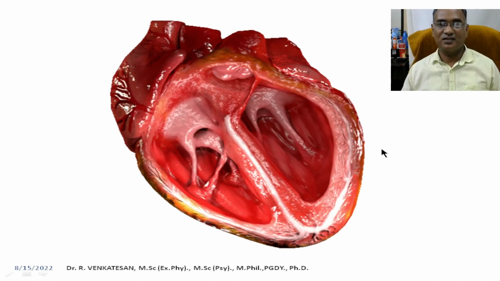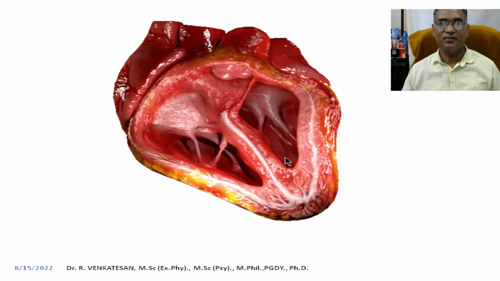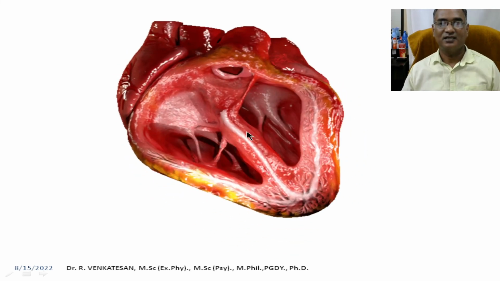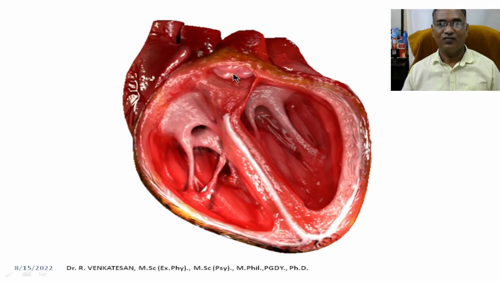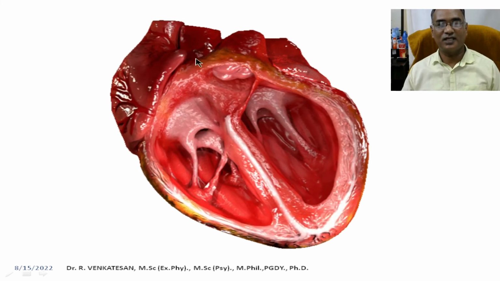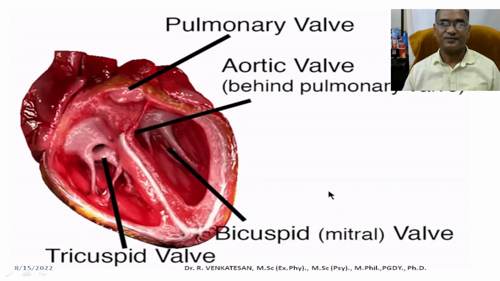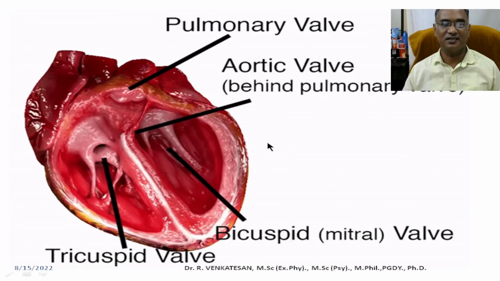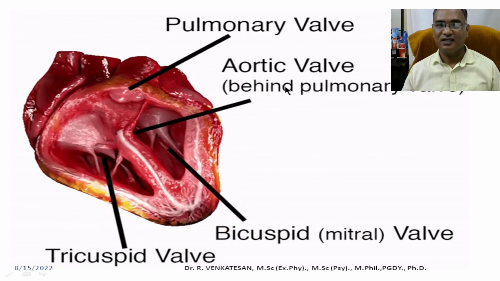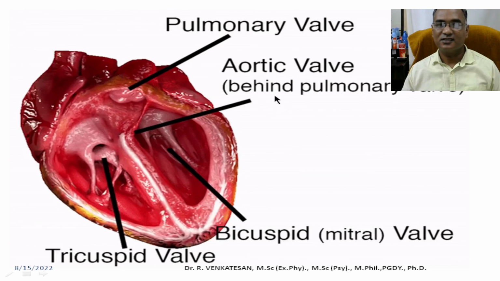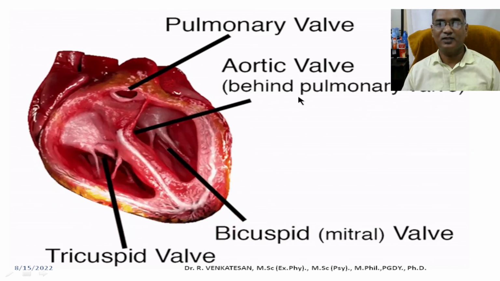So this is about the chambers of the heart. Here are two chambers, and this is tricuspid. This is bicuspid. This is the pulmonary valve. So there are four chambers and four valves present in our heart. Here the labeling is within the picture. This is tricuspid. This is bicuspid. This is the aortic valve, open into the aortic arch. This is the pulmonary valve.